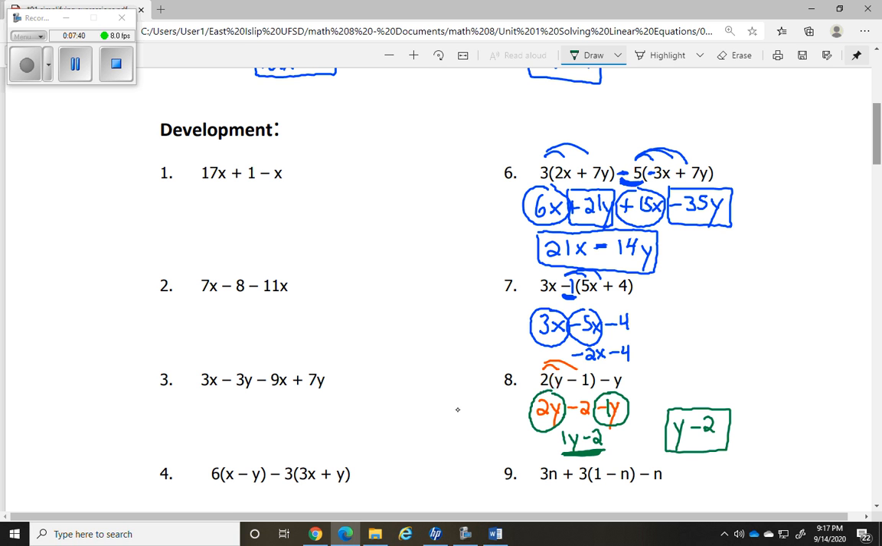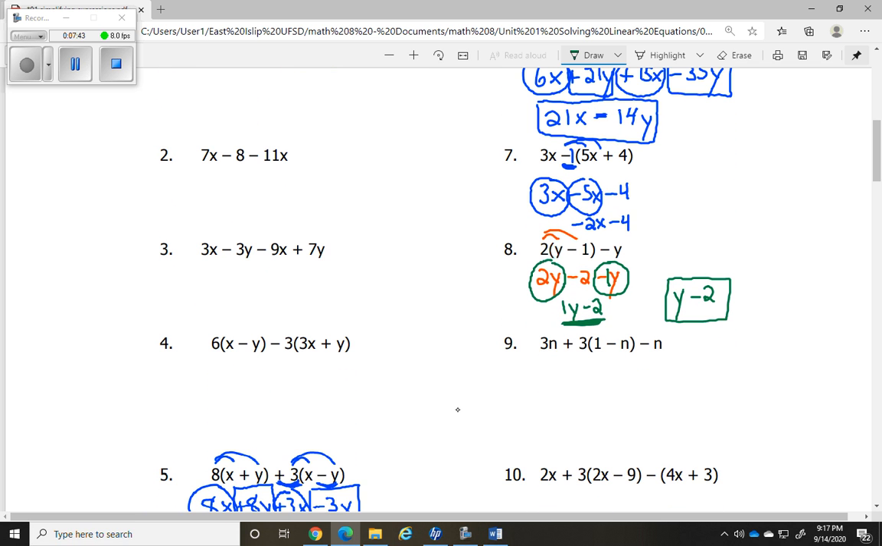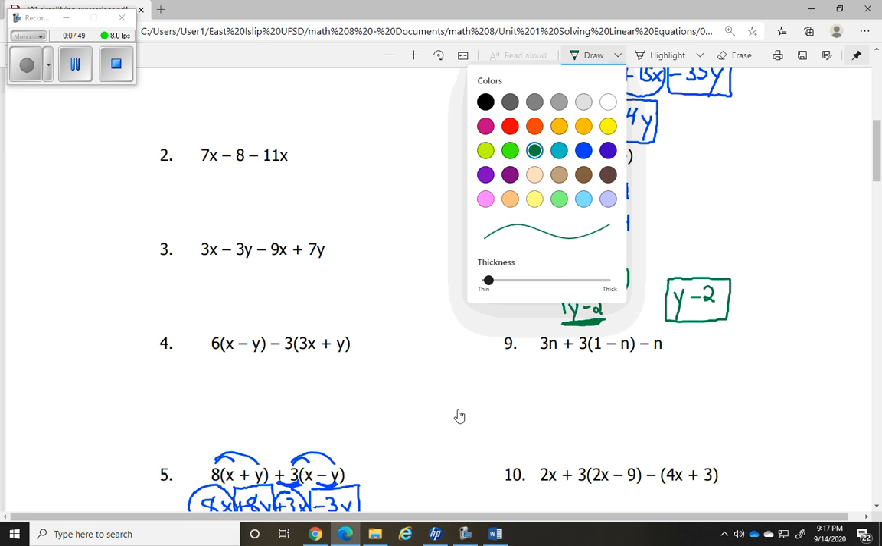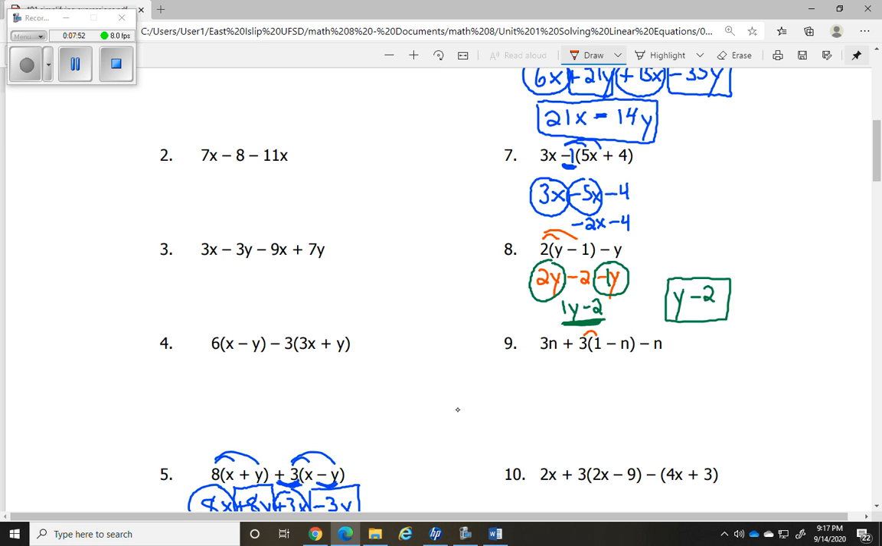And then I'm going to do number 9, and then I'm going to leave you to try some on your own. So I see parentheses, therefore I have to distribute. I'll distribute this 3. I'm not going to touch the 3n yet. This is a positive 3, so I get plus 3 and then minus 3n, and I'm not touching the ending yet, so I'll write it down. I'm going to combine like terms.